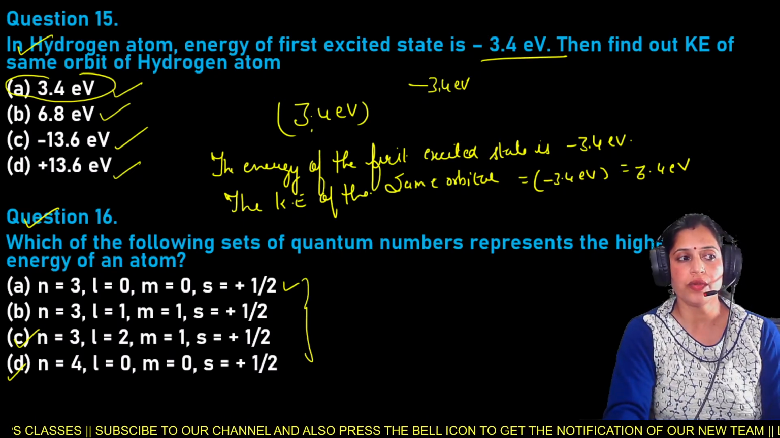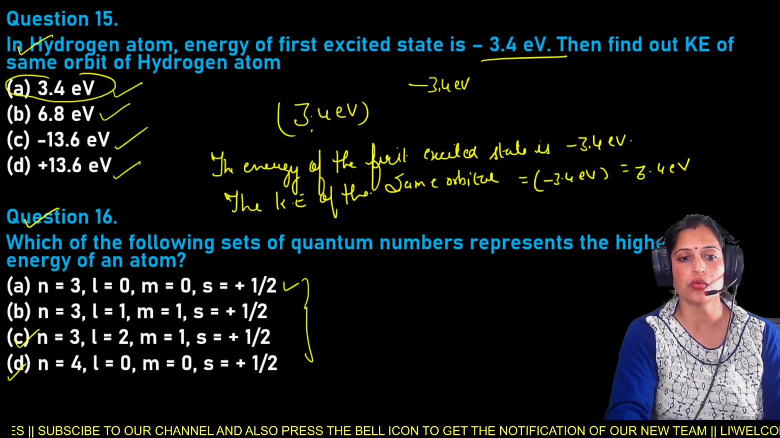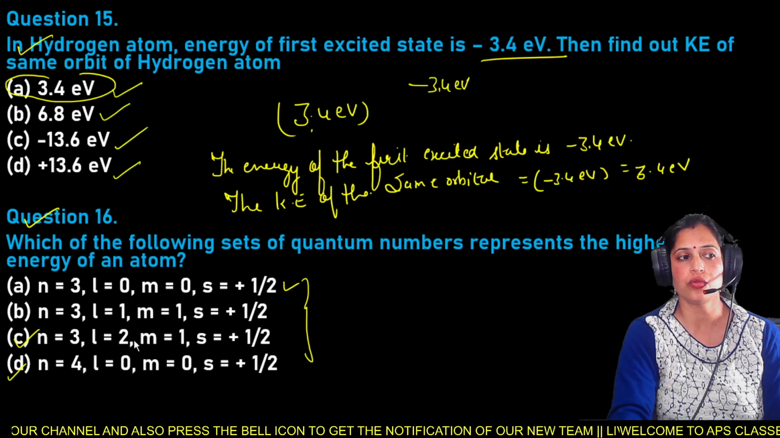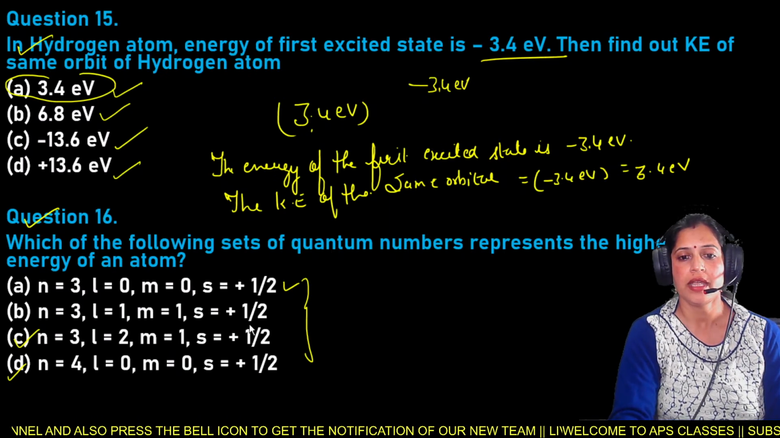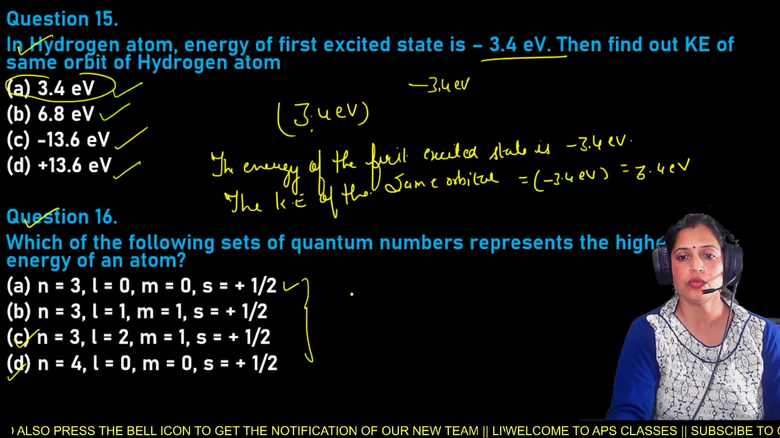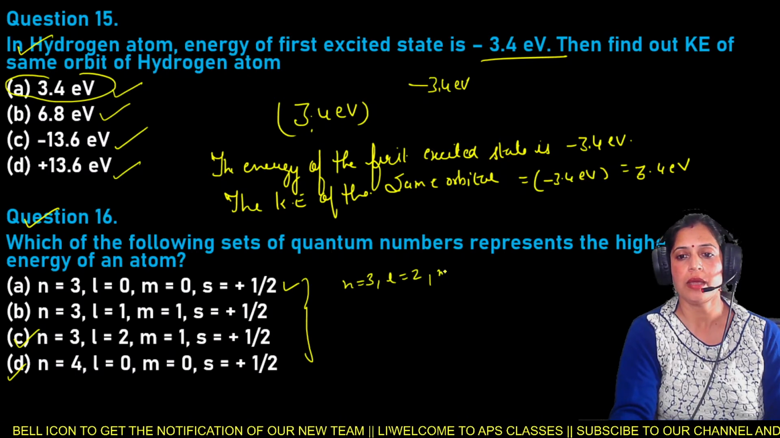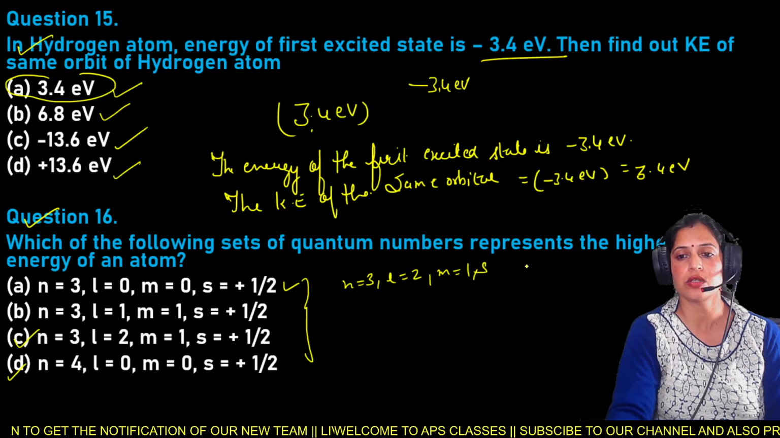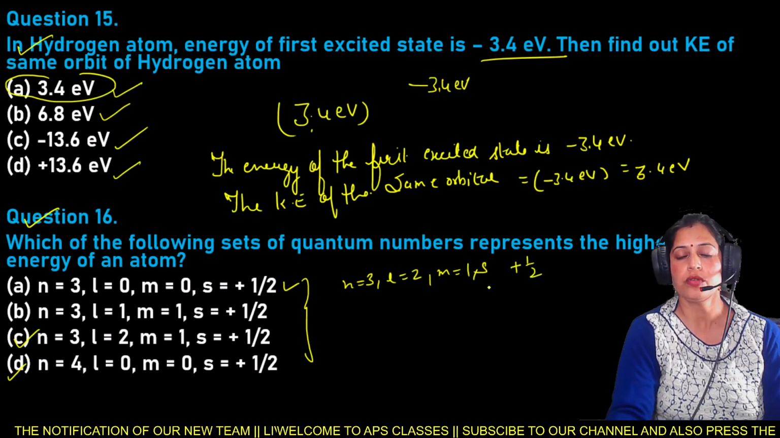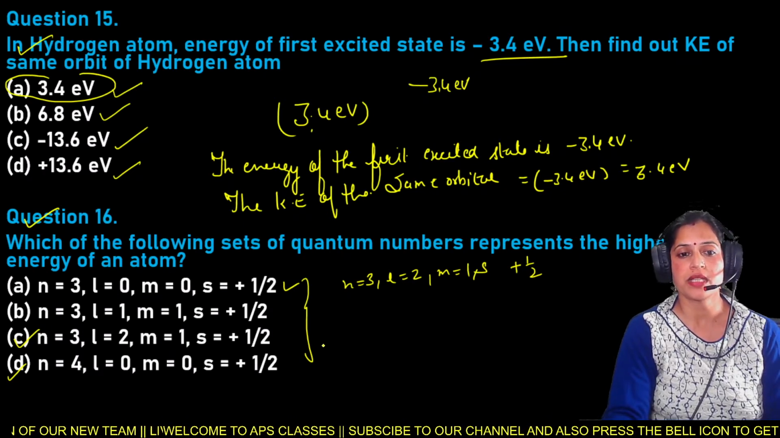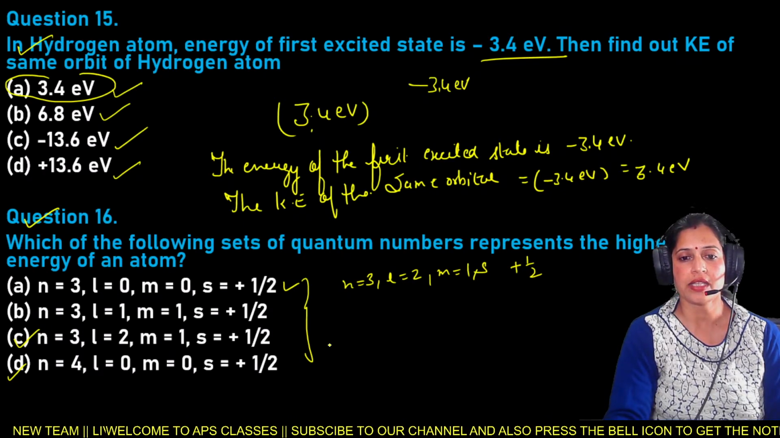So n is equal to 3, l is equal to 2, m is equal to 1, s is equal to plus 1/2. This is the set of quantum numbers that represents the highest energy of the atom.